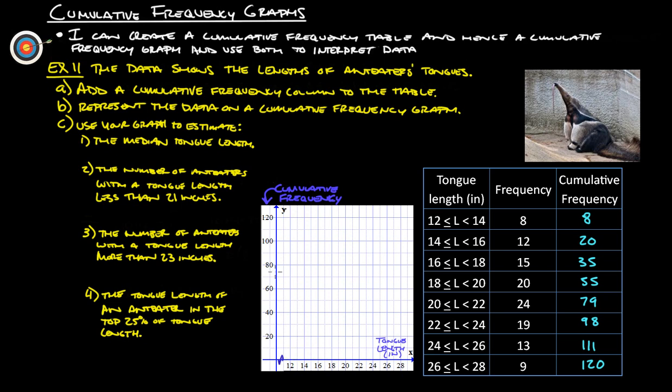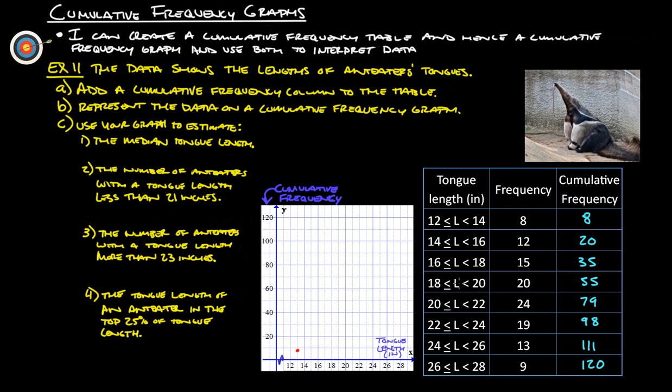Okay, and then this here is going to be our cumulative frequency up this way. So let's graph our data on there. First one between 12 and 14. Really what we want to do is take the midpoint of this. So right between 12 and 14 is 13. So at 13 we are at 8. So that's going to be about right here.